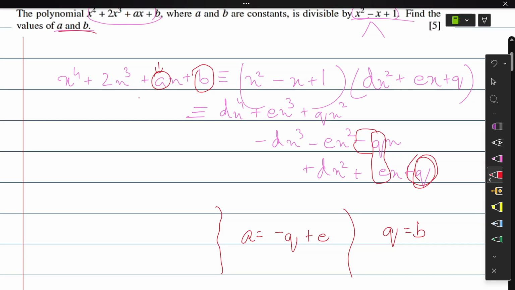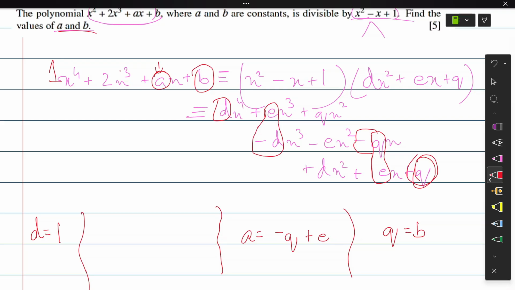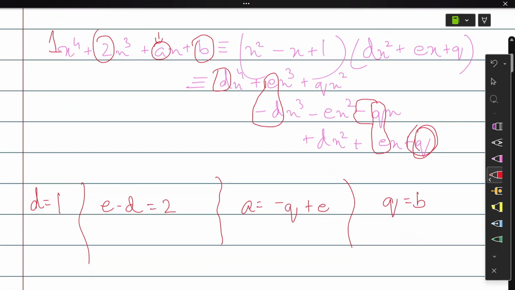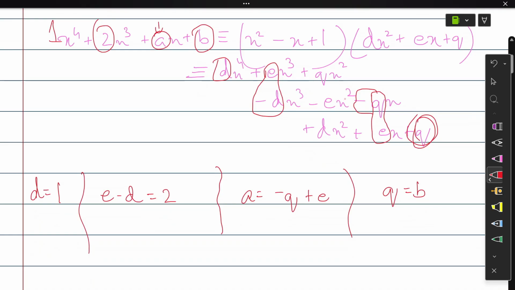So let's use them. We already know that d is equal to 1. Why? Because x to the power 4 has the coefficient d and x to the power 4 has the coefficient 1. Got it. What else? We know e minus d is equal to 2, because it is the coefficient of x cubed, and these two must simplify to 2. So e minus d equals 2. That's another equation formed. Can we do one more? We can do it for x squared as well.